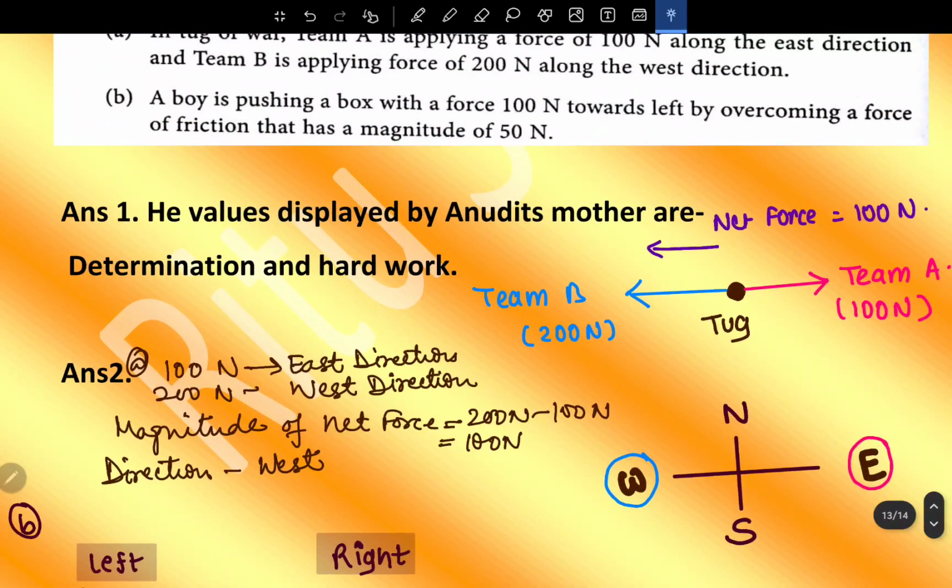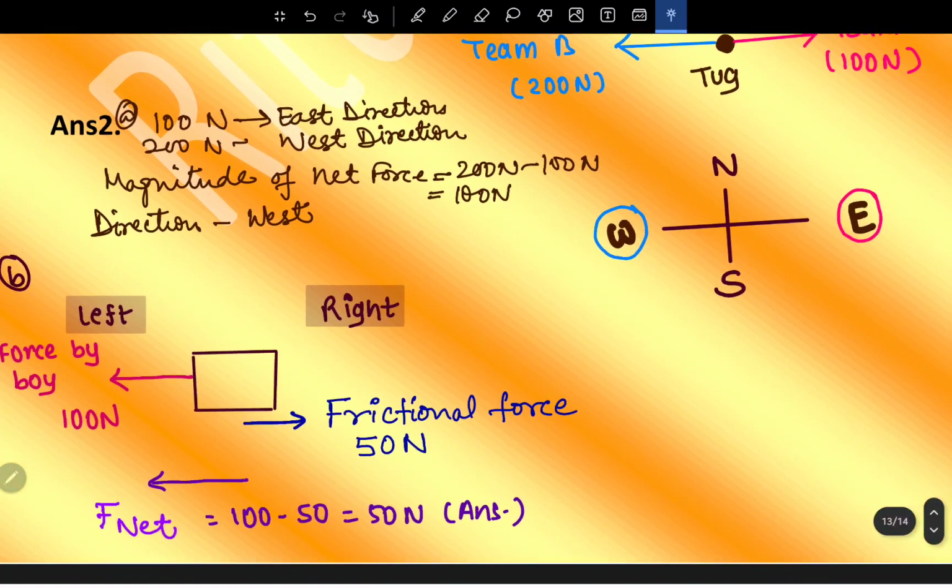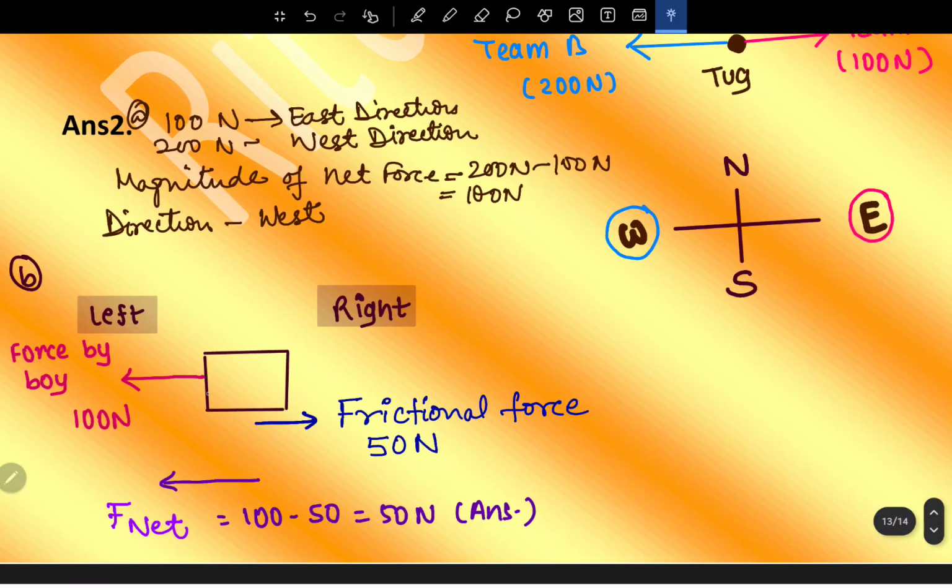Similarly, a boy is pushing a box with a force of 100 Newton towards the left, overcoming a force of friction that has a magnitude of 50 Newton. So this box is being pushed by 100 Newton force and the frictional force here is 50 Newton. So the net force will be 100 Newton minus 50 Newton. So the answer will be 50 Newton.